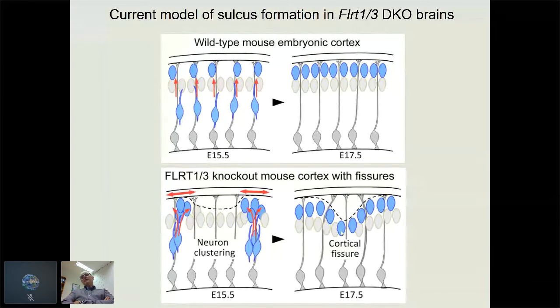And the reason, the fact that we do not see any change in the proliferation, so we don't see more neurons being produced in these brains, is why we think we are mostly observing cortical sulci and not gyri.